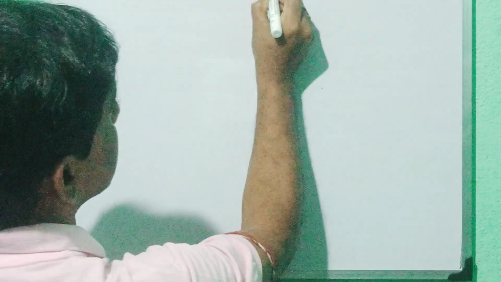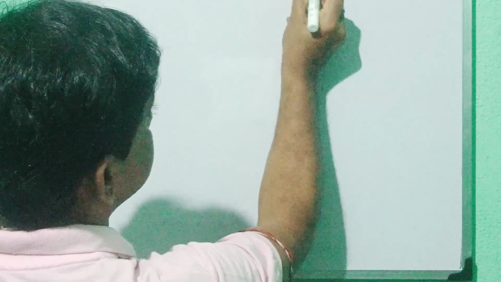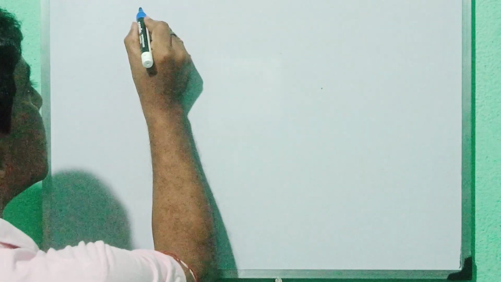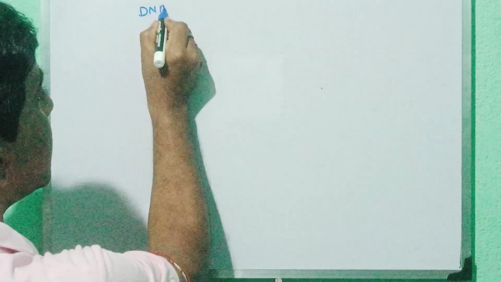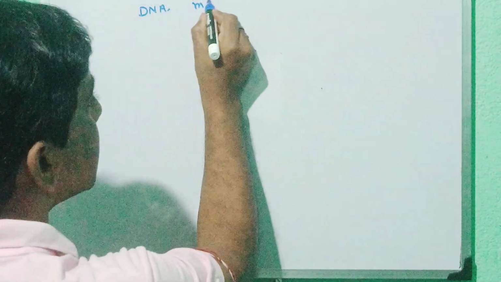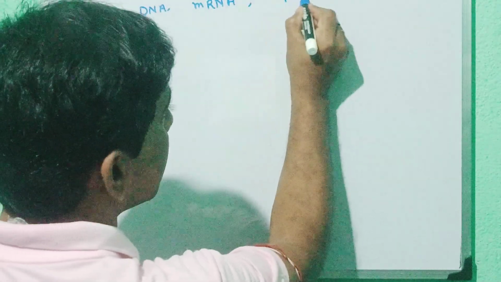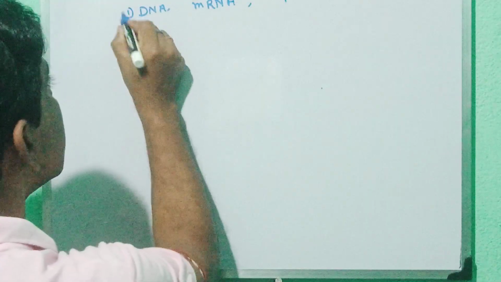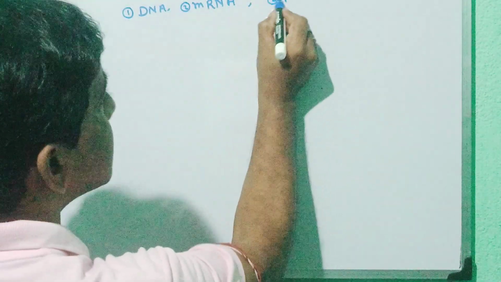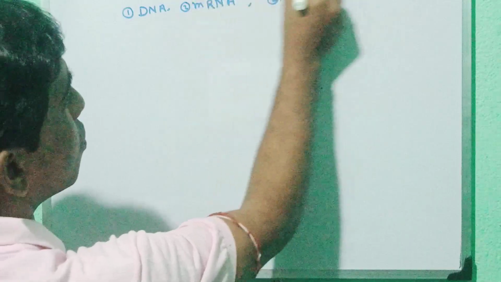Central dogma. Okay, this is one of the parts in your genetics, that is the central dogma. So what is the actual meaning of the central dogma? In the central dogma, we know that there are three parts. One is DNA, another is mRNA, and number three is the protein. These three elements are involved in the language of the central dogma. Okay, so where does the central dogma come from?